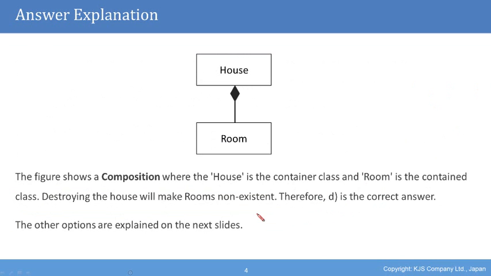Going further with this analogy, this figure shows a composition where the house is the container class and room is the contained class. Destroying the house will make rooms non-existent. Therefore, D is the correct answer. The other options are explained on the next slides.